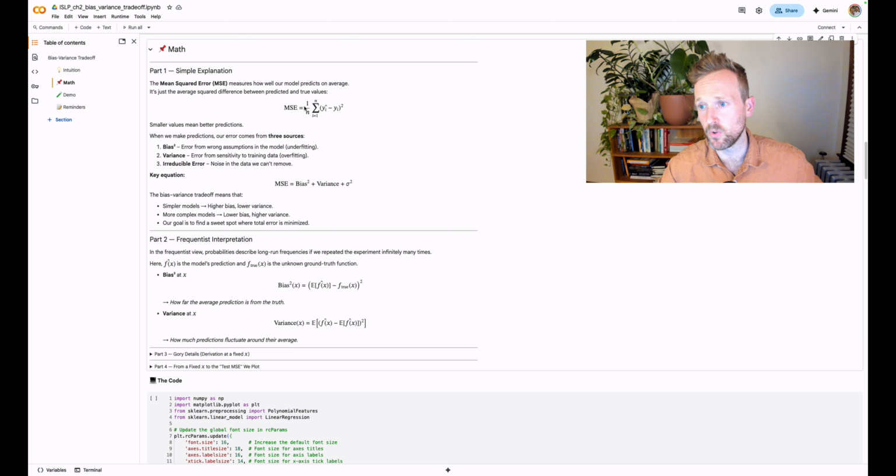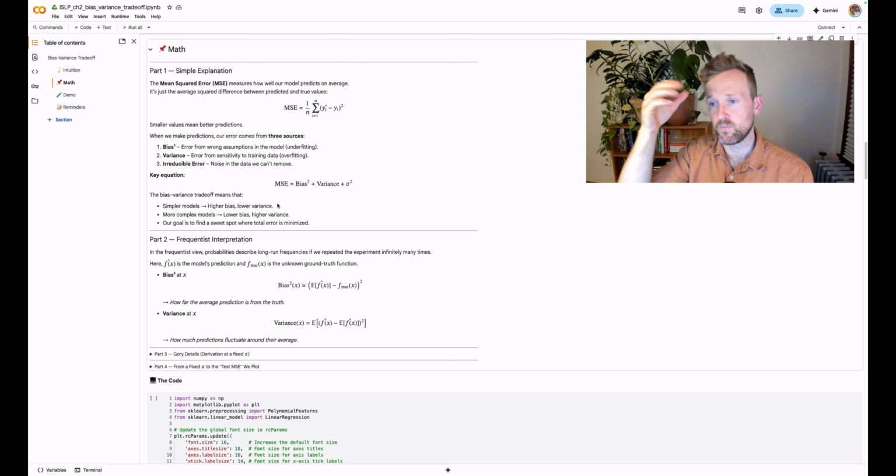The average over the whole data set. And we look at that MSE, right? Mean squared error. The error comes from three sources, right? The bias squared, the variance, and the irreducible error. So this is just the basic formula, right, that we sort of think of.